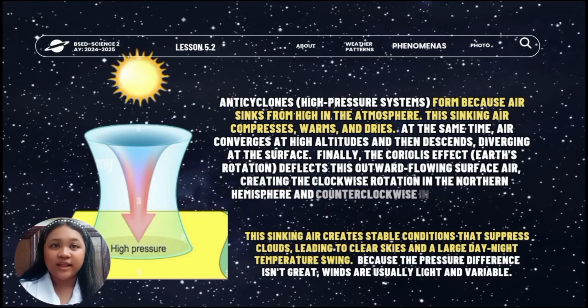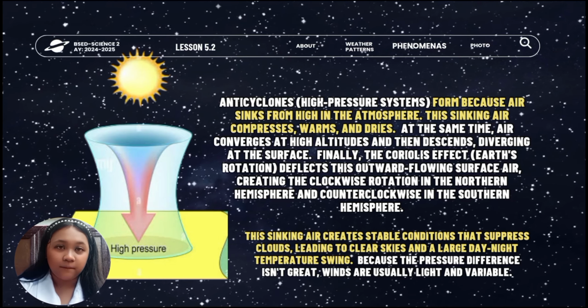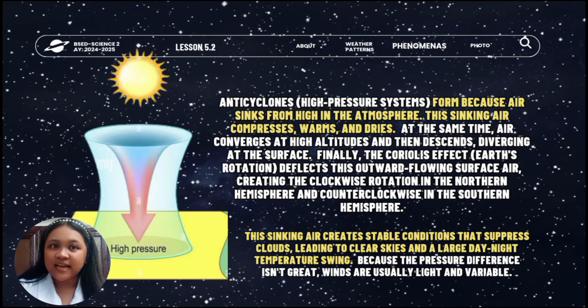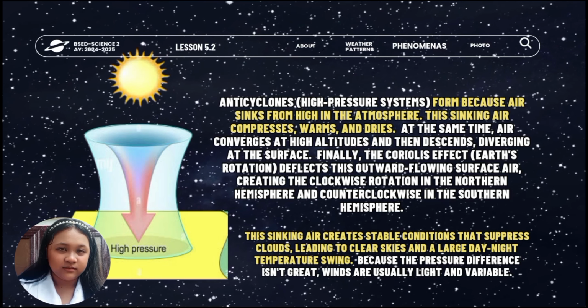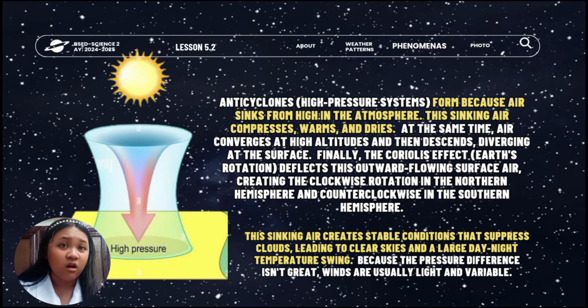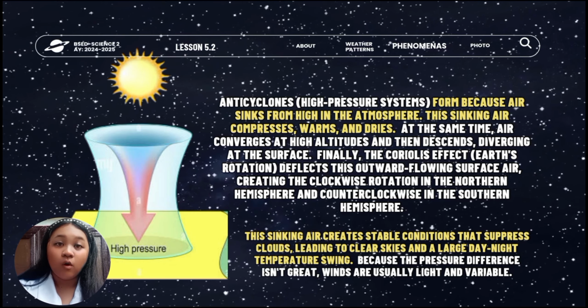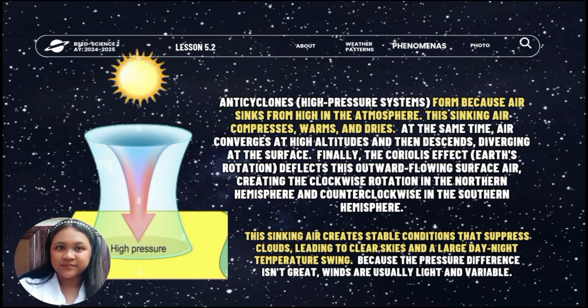Anticyclones form when air sinks from high altitude, compresses, and warms up. This leads to clear skies and stable conditions. However, if anticyclones stick around for too long, they can cause droughts and heat waves in the summer or frost in the winter.